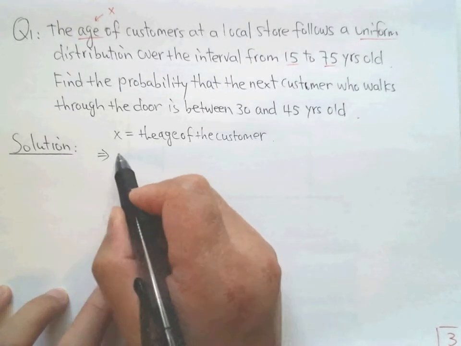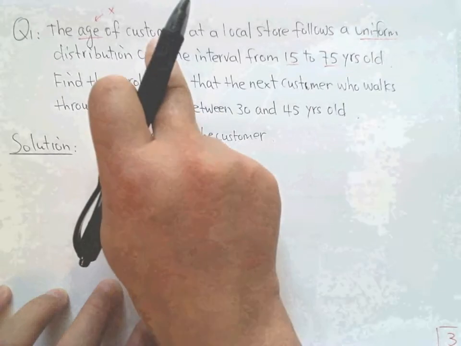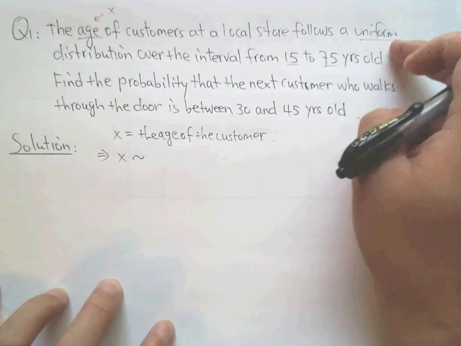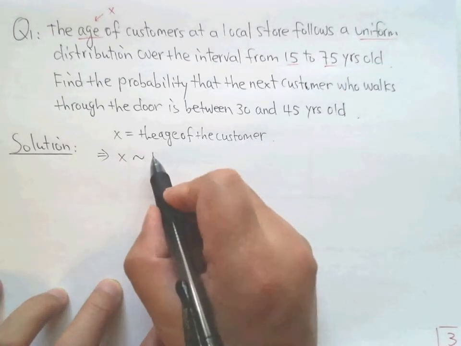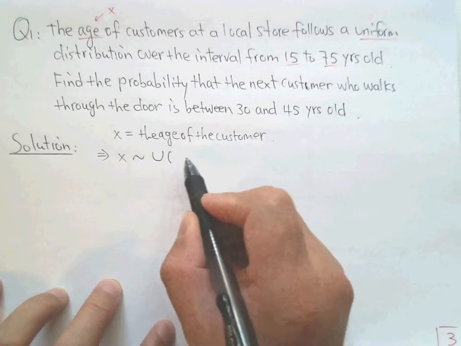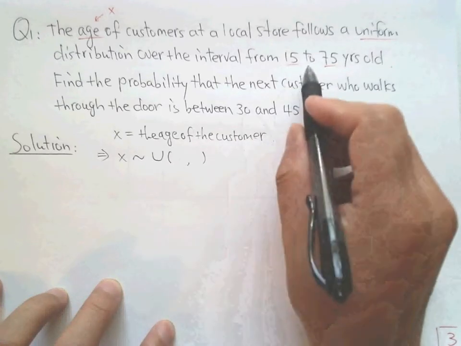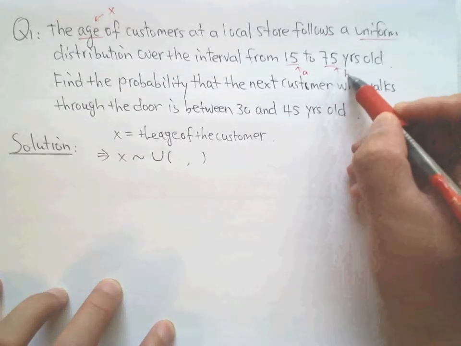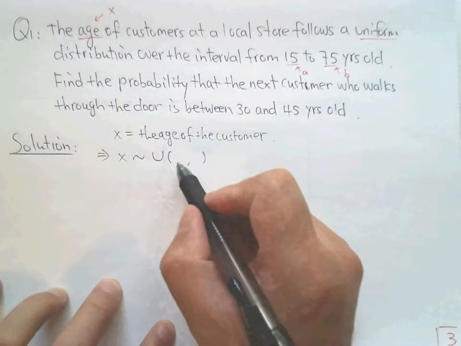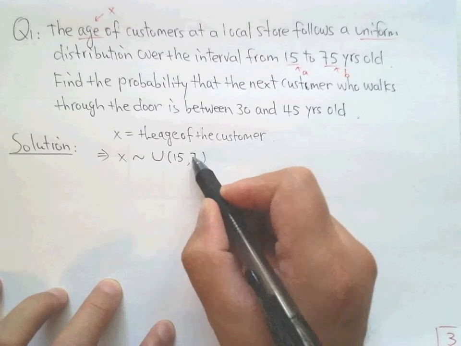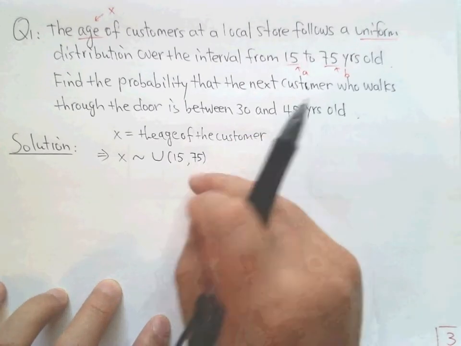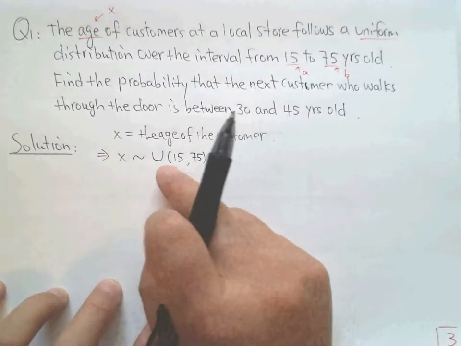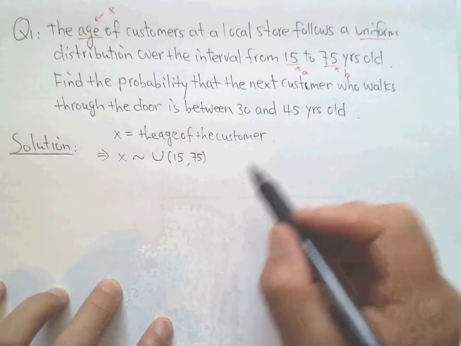Then we will have x, because it says all customers, so it's the same for this customer. It follows a kind of distribution. What distribution? Uniform distribution. Remember, this A, this B, right? What's A? What's B? So here we can find A and B. The interval is from 15 years old to 75 years old. The age is arbitrarily, or evenly, between these two numbers.